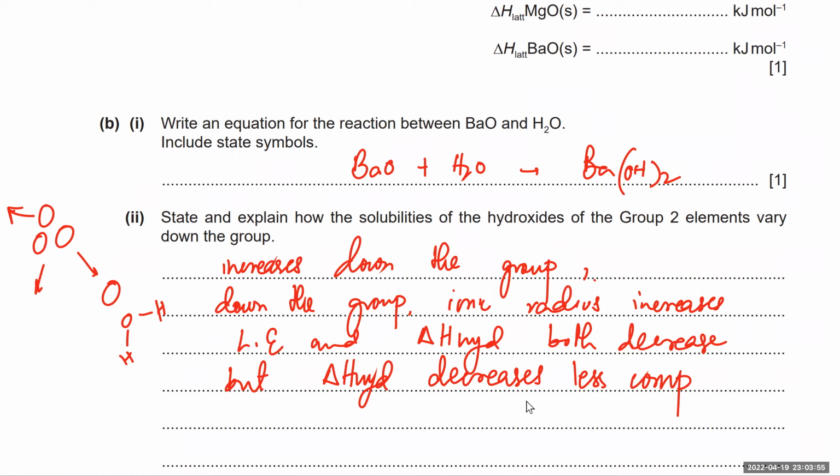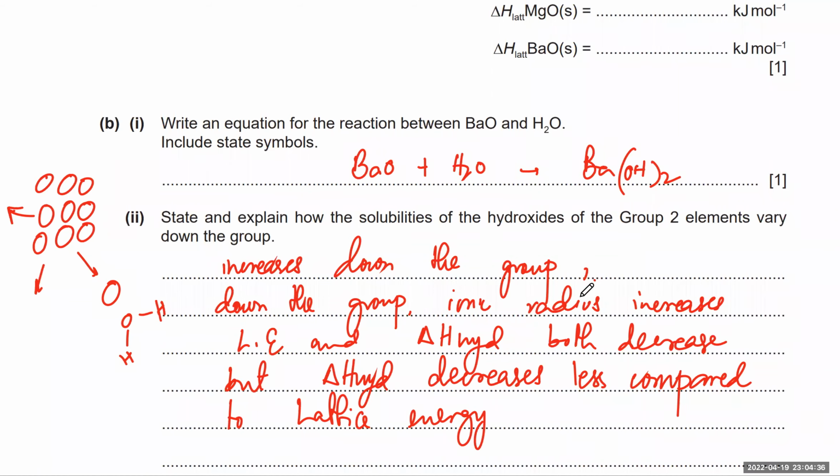So this one: enthalpy of hydration decreases less compared to lattice energy. What is basically happening is that down the group, dissolving becomes easy. First thing, when you're dissolving something, you have to break the lattice. The positive and negative ions are all sticking together in an ionic lattice, so it becomes easier to break the lattice. So lattice energy decreases more, and stronger bonds with water are formed, so a lot more energy is released when you hydrate the ion.